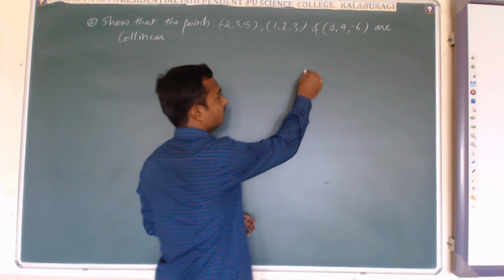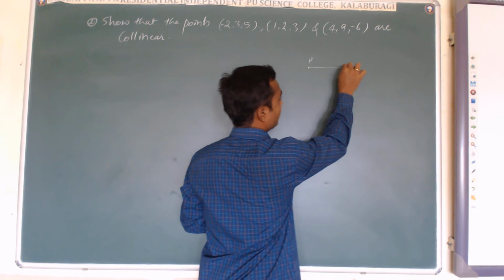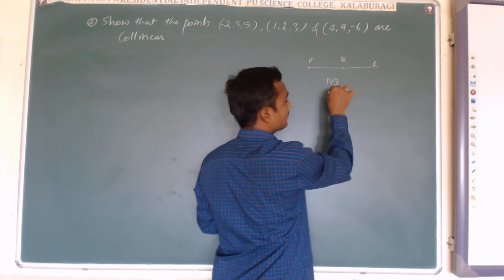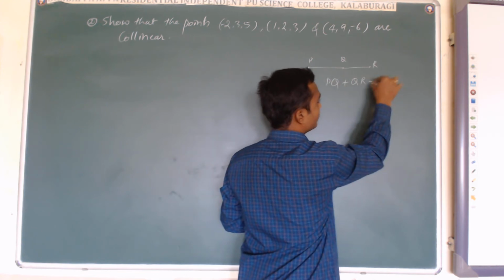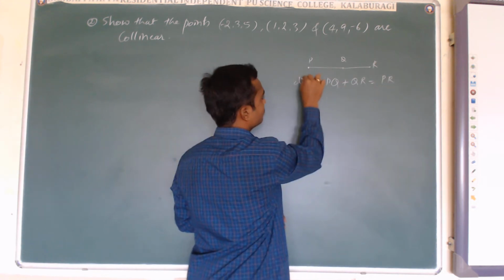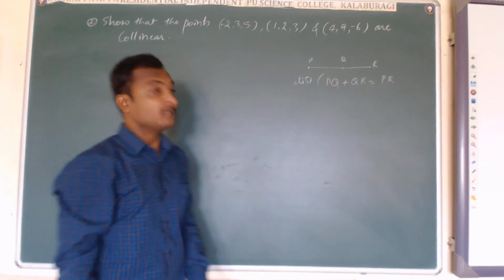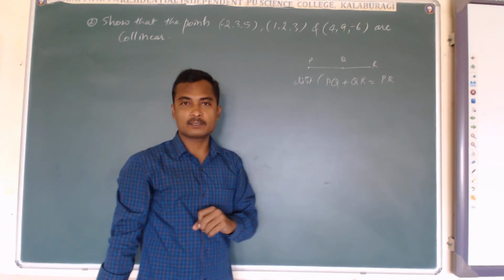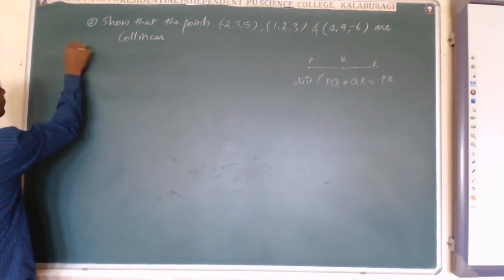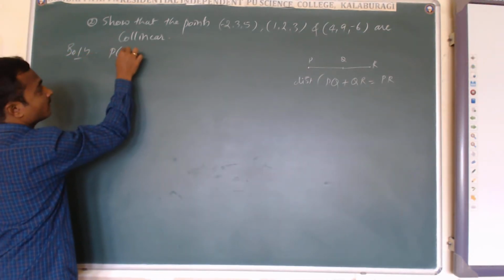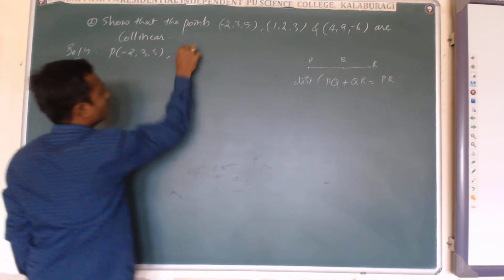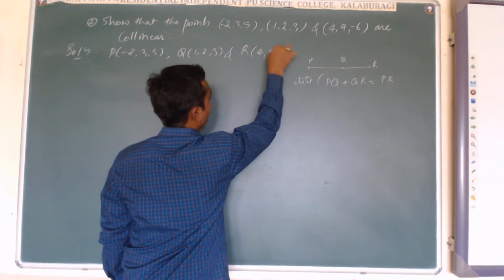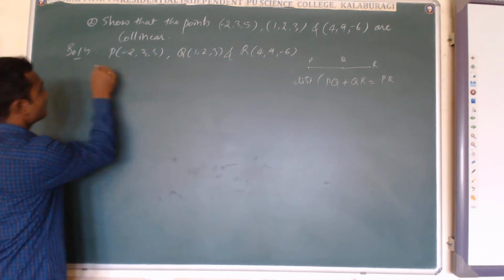That is simple. If for points P, Q and R, the distance PQ plus the distance QR gives the distance PR, then we can say that P, Q and R are on the same line, they are collinear. So in this case also, let us solve the same one. What is given? Given are the points P (-2, 3, 5), Q (1, 2, 3) and R (4, 9, -6). Let us find the distance PQ.